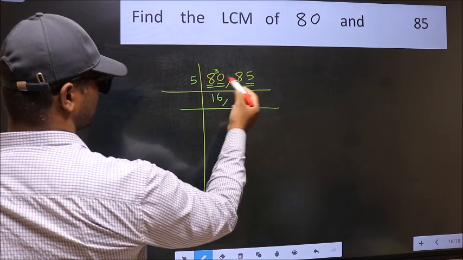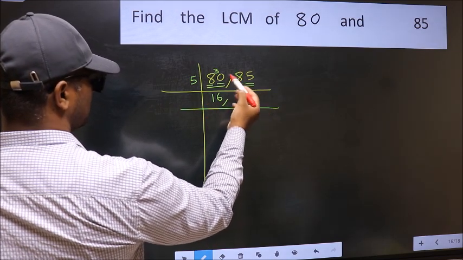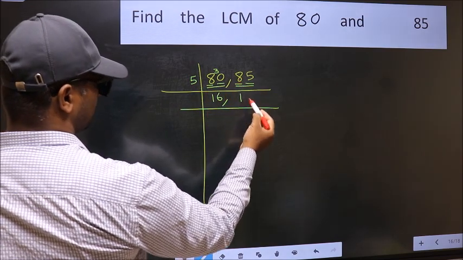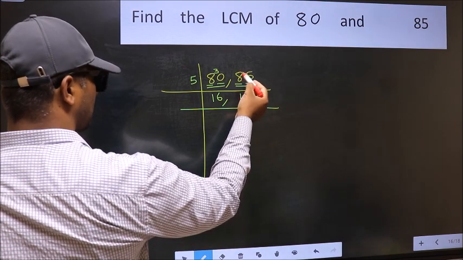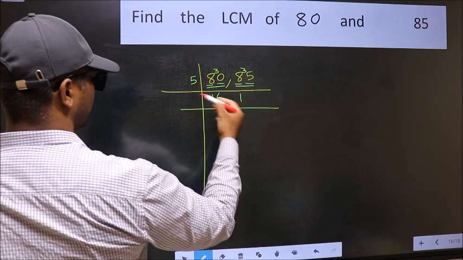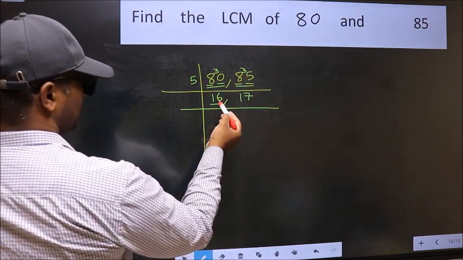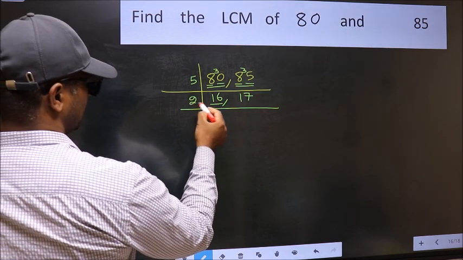The other number, 85, has last digit 5, so this number is divisible by 5. First number 8. A number close to 8 in the 5 table is 5 ones 5. 8 minus 5 is 3, 3 carried forward makes 35. When do we get 35 in the 5 table? 5 sevens 35. Now here we have 16, and 16 is 2, 8, 16.